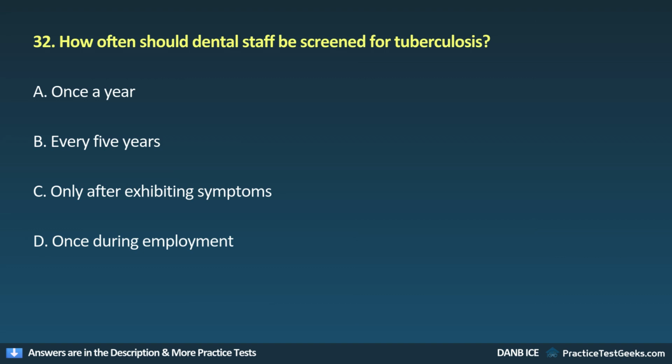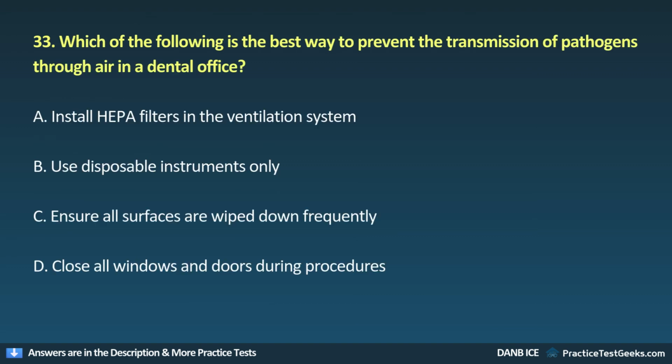32. How often should dental staff be screened for tuberculosis? A. Once a year. B. Every 5 years. C. Only after exhibiting symptoms. D. Once during employment.